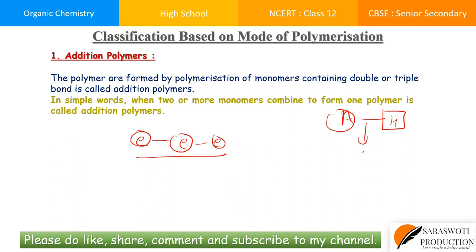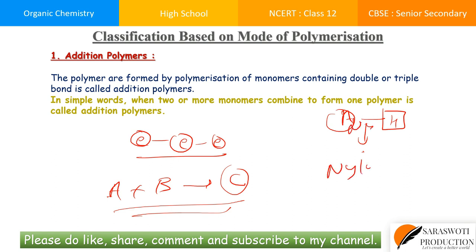Okay, one more thing to tell you. Nylon 6,6 won't come under addition polymers, because when it forms one single polymer, it also forms water, so you have a side product as well. But here they're saying that the two things, let's say A and B, should combine and only give you C, nothing more than that, only one product. So in this case, polythene and polyvinylchloride are the best examples, but nylon 6,6 is not an example for this. Just keep that in mind.